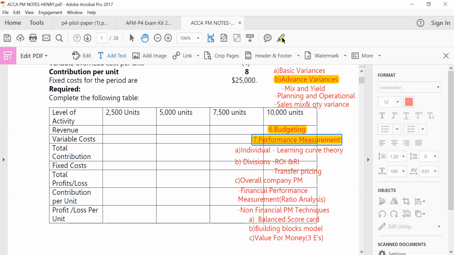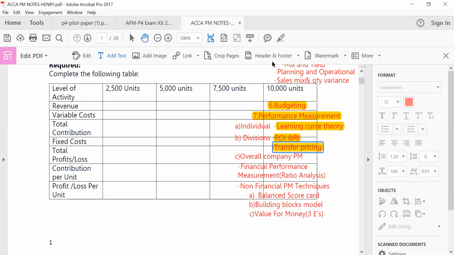Now we have the first as learning curve theory. Learning curve theory you can use to assess whether employees are learning and what is the rate of their learning. You can also look at ROI, RI. September is going to be an area of your importance. Students writing September should master ROI, RI. Transfer pricing, depending on what happens in June, will still be of importance to you. But we've indicated severally, even to those who are writing in June, that when we're talking about ACCA performance management, our examiner is in love with the balanced scorecard.